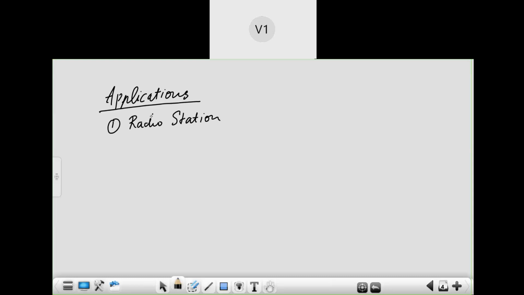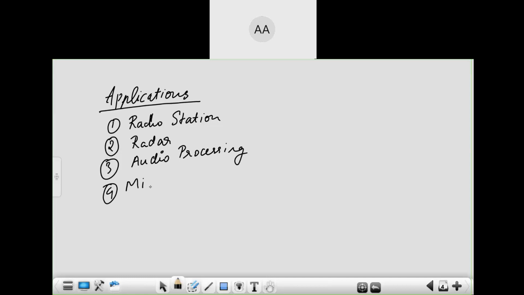All right. Radars. Radar processing. Satellite communications. Audio processing. Anything else? Military applications. Very good. Military applications. Now I want Sumant to answer.